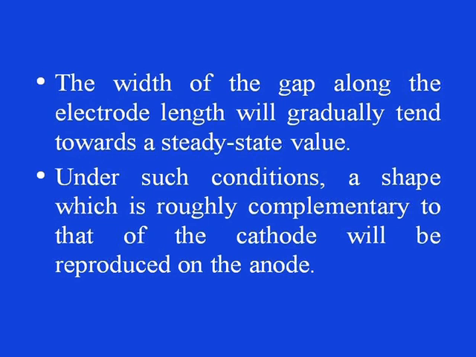As the machining proceeds, there is a simultaneous movement of the cathode towards the anode to maintain this gap. The width of the gap along the electrode length will gradually tend towards a steady state value, as we have already explained. Under such conditions, a shape which is roughly complementary to that of the cathode will be reproduced on the anode. Using a computer numerical controlled setup, complex profiles can be generated as shown in the figure.